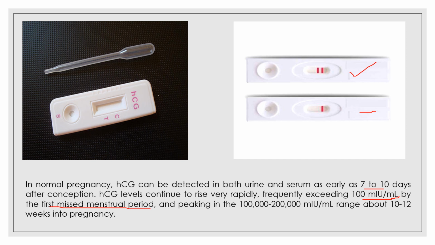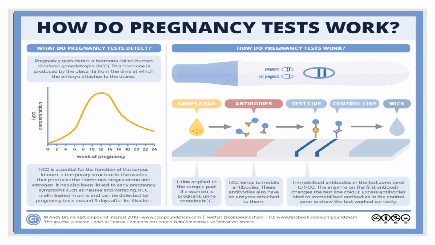Even at 7 to 10 days after fertilization, this will give a positive result. After the first missed menstrual period, it will definitely give a positive result, and it will reach its peak value at around 10 to 12 weeks into pregnancy. Now, how does this pregnancy test work?